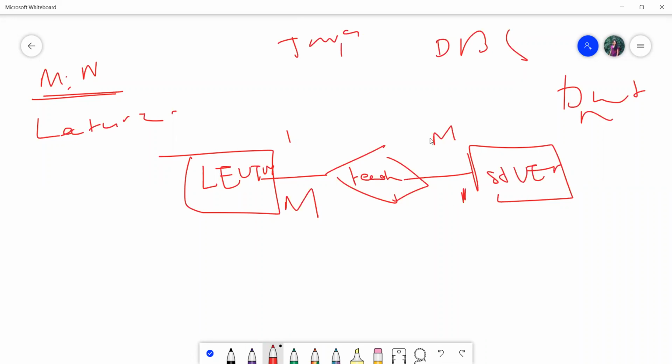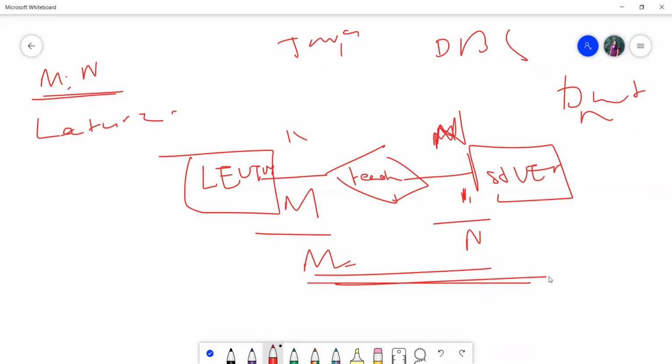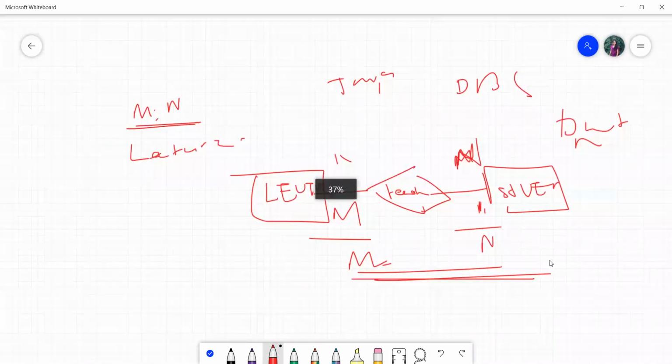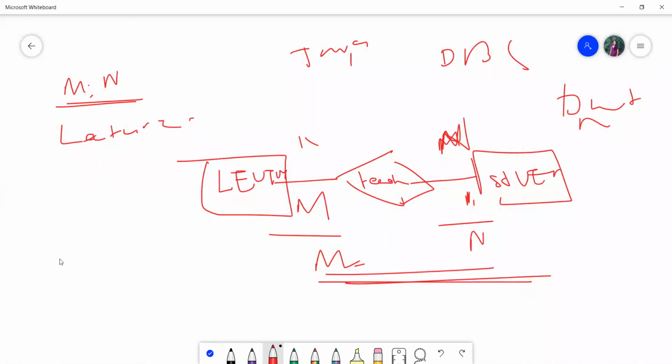So this can be taken as n. Okay, one to n, one to many. On this side, the maximum is n, on this side, n. So this relationship is m to n relationship. Is it clear?